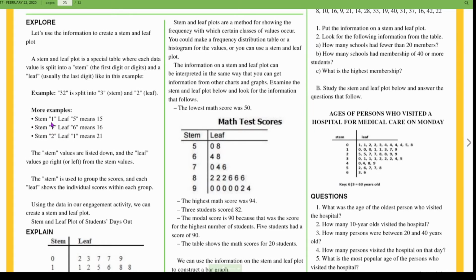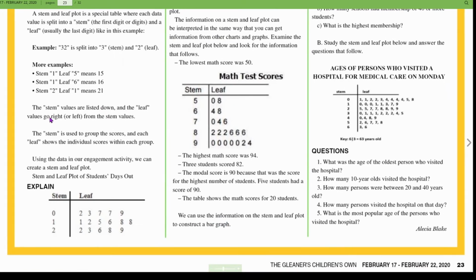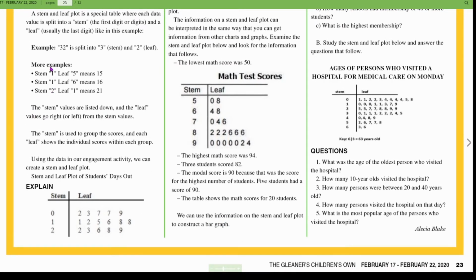Okay, so let's look at this. Stem 1, leaf 5, that means 15. Stem 1, leaf 6, that means 16. Stem 2, leaf 1, that would mean 21. So we have the first digit here, and then the last digit here, and this first digit in this case represents the tens, and the last digit represents the ones. That's me reading this from left to right. The stem values are listed down, and the leaf values go right or left from the stem values.